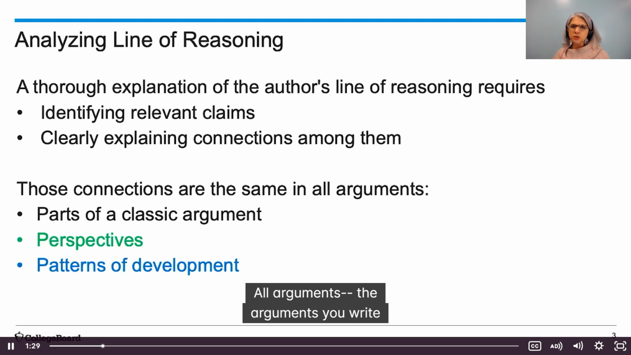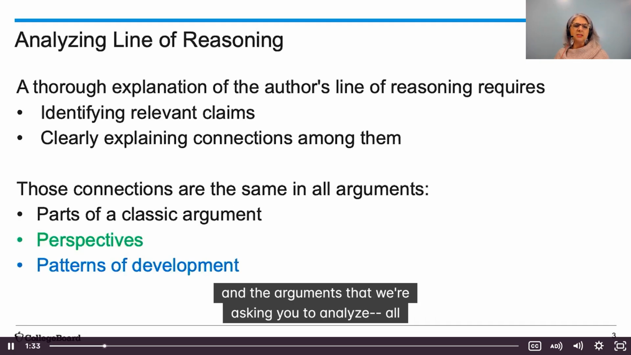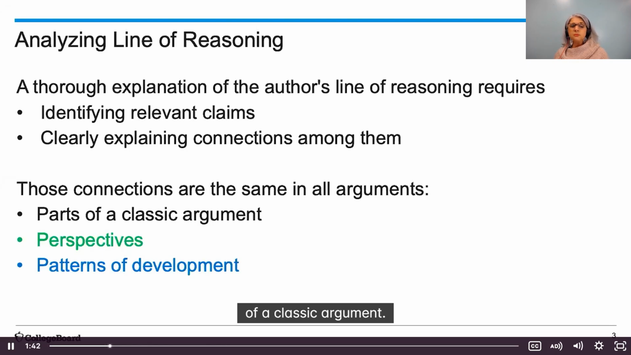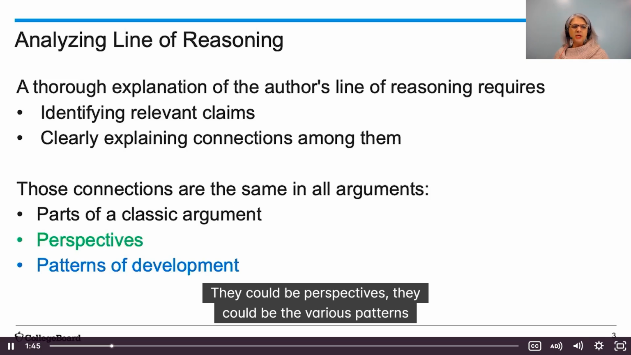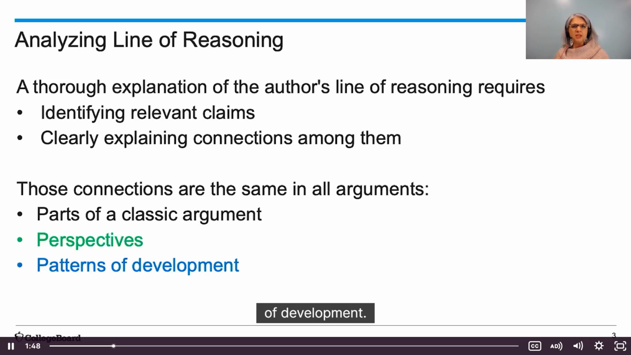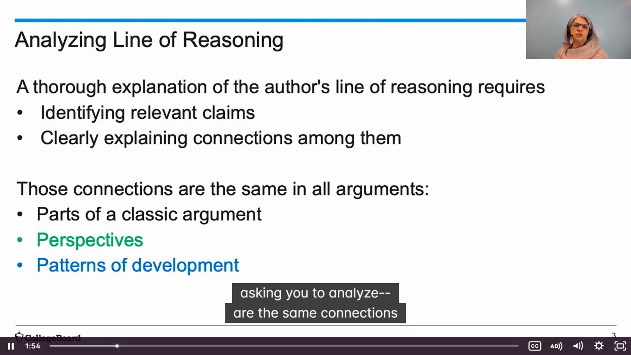All arguments, the arguments you write and the arguments that we're asking you to analyze, all have similar parts. And some of those connections could be basically the parts of a classic argument. They could be perspectives. They could be the various patterns of development. Those connections, the ones that we're asking you to analyze, are the same connections you've been making in your own arguments. Just like the parts of classic argument are universal and timeless, so is the need to consider complex issues from multiple perspectives. And so are the methods writers use to develop those arguments.